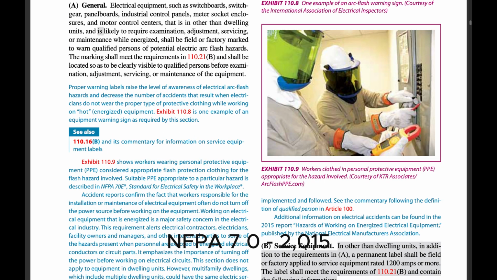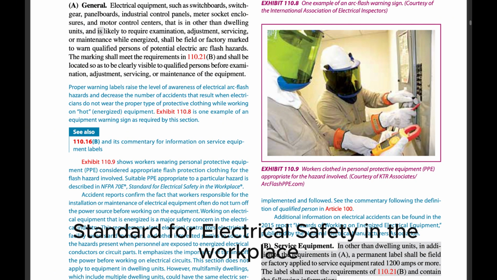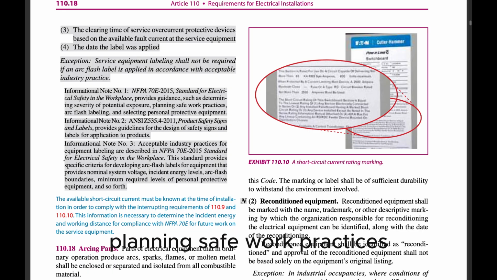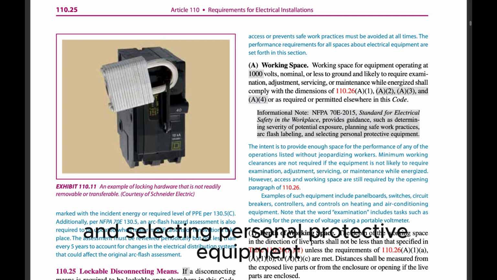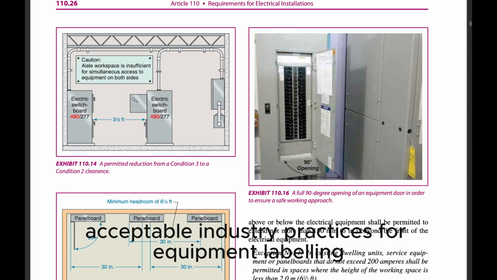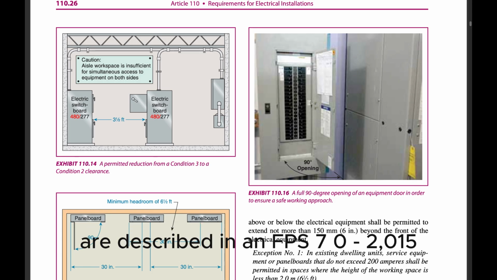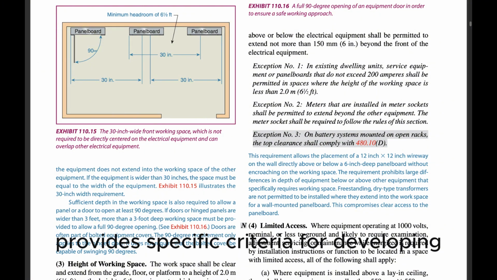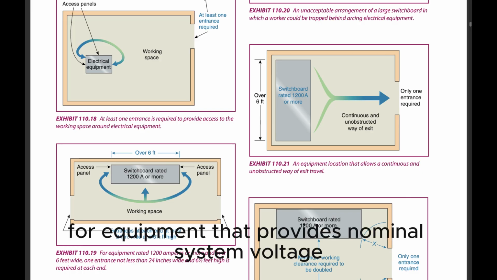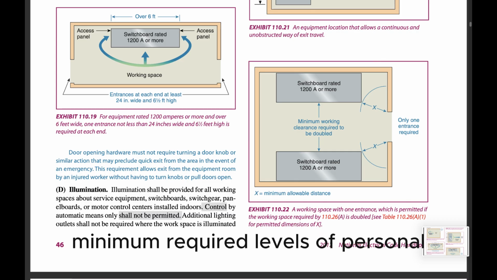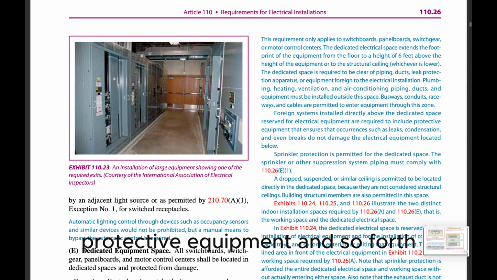NFPA 70E-2015, Standard for Electrical Safety in the Workplace, provides guidance, such as determining severity of potential exposure, planning safe work practices, arc flash labeling, and selecting personal protective equipment. Informational note No. 3: Acceptable industry practices for equipment labeling are described in NFPA 70E-2015, Standard for Electrical Safety in the Workplace. This standard provides specific criteria for developing arc flash labels for equipment that provides nominal system voltage, incident energy levels, arc flash boundaries, minimum required levels of personal protective equipment, and so forth.